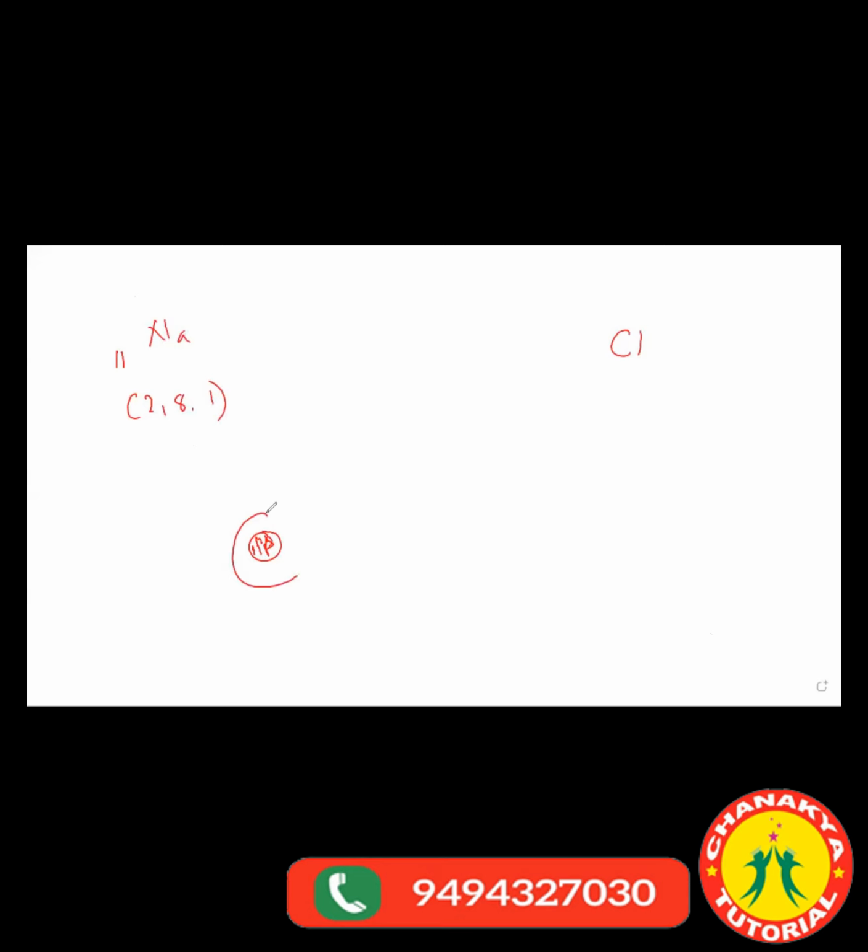There would be 2 electrons in the K shell, then 8 electrons in the next shell and 1 electron over here. If I have to generate the cation, this 1 electron would be given away. Yes or no? And as we know, the number of protons in a neutral atom, in a neutral atom what?